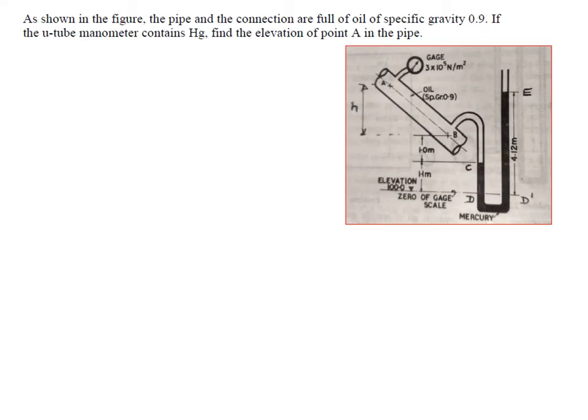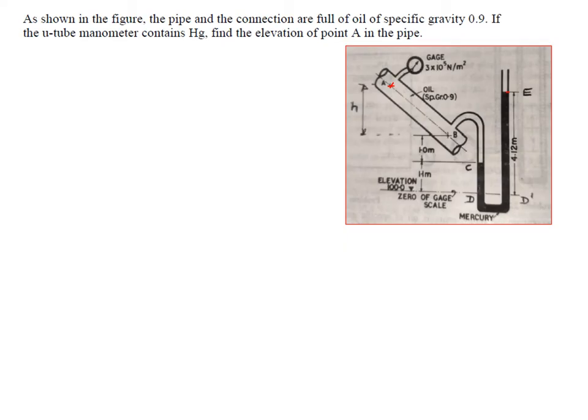But you know that the oil is flowing. Whenever you connect a manometer here, it is a U-tube manometer where one limb is exposed to atmosphere. Once it is exposed to atmosphere, you know that the pressure at this point is 0 in gauge units. So you know the pressure here, and you know the pressure here. Pressure at A is 3 into 10 raised to 5 Newton per meter square.